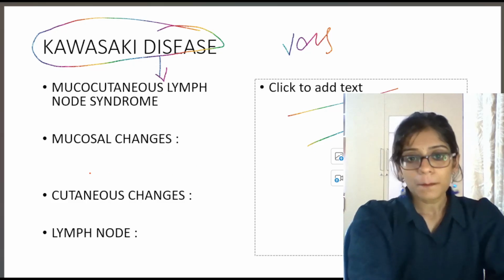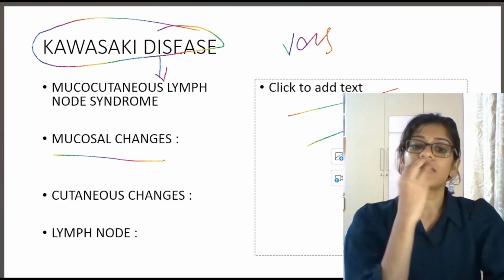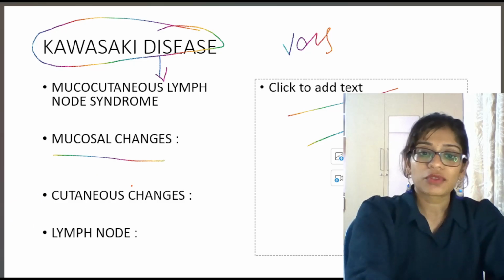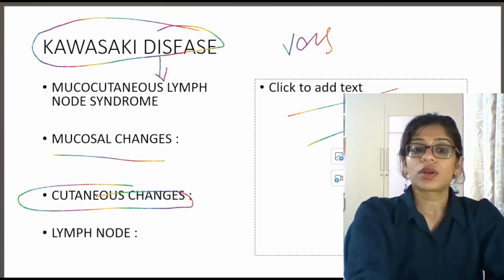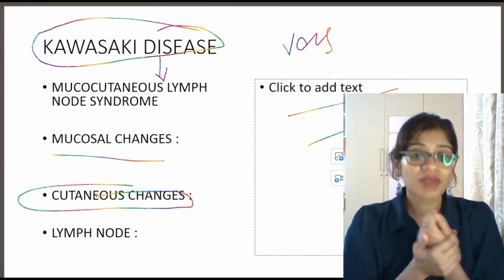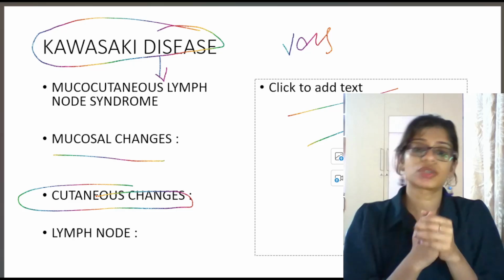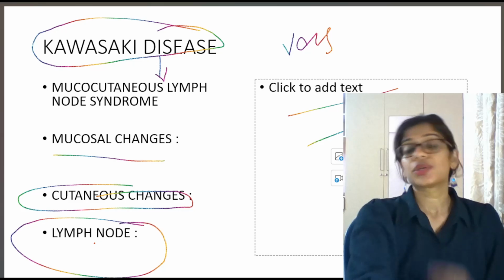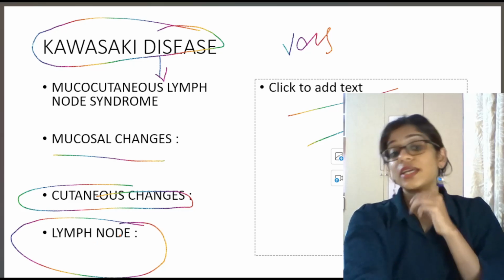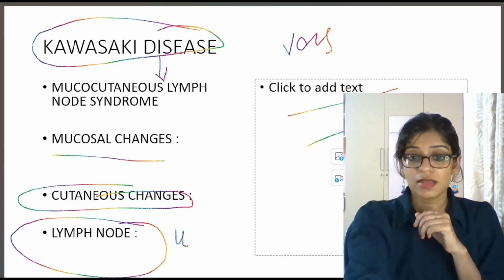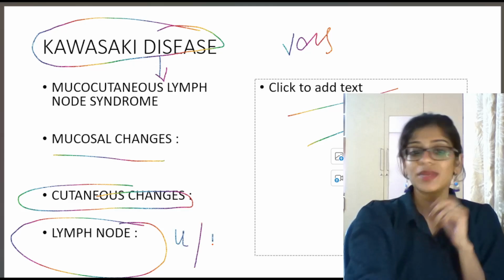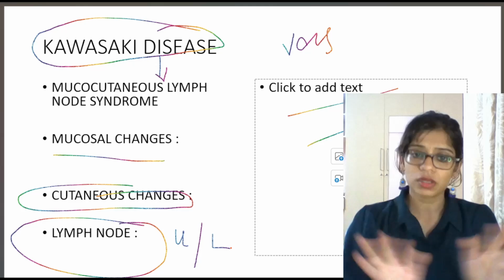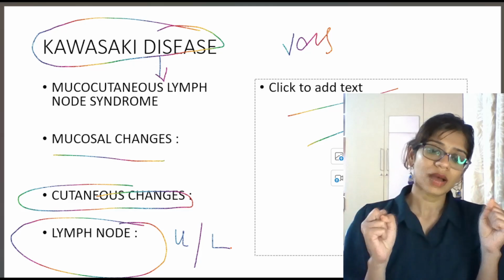There are going to be mucosal changes, like cracked lips and strawberry tongue. They are going to have cutaneous changes. On the body, they're going to have rashes, polymorphous rashes, different forms of rashes. And there is going to be lymph node involvement, like the cervical lymph nodes, unilateral. Very important, okay? Unilateral means only one side of the cervical lymph nodes is swollen. I'll show you the pictures. It was just an introduction.